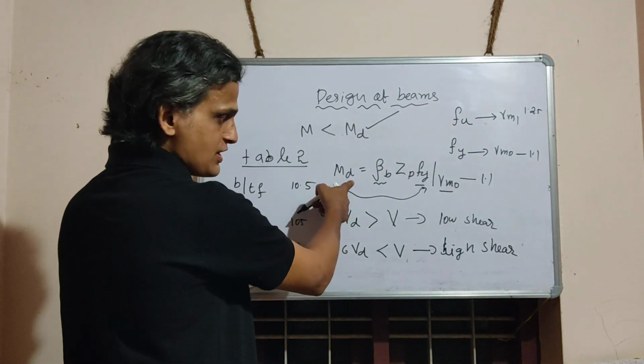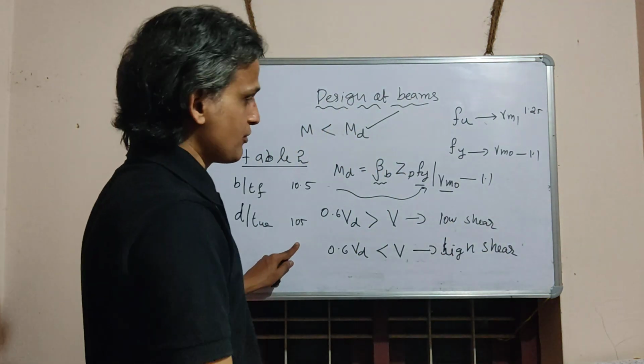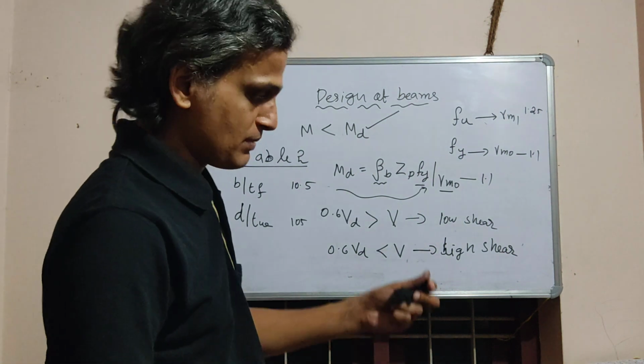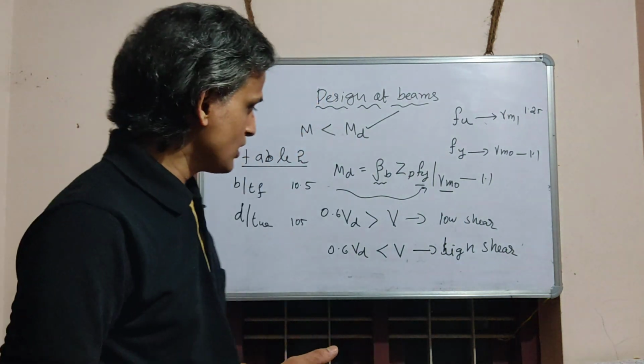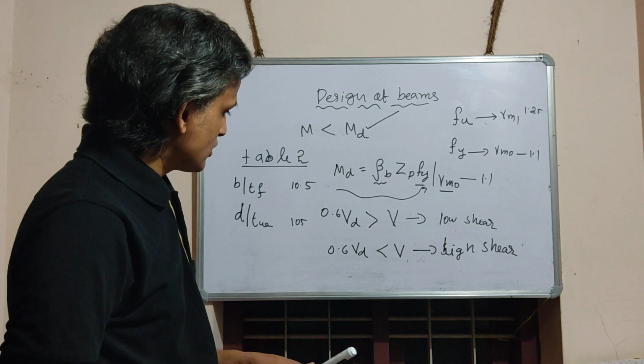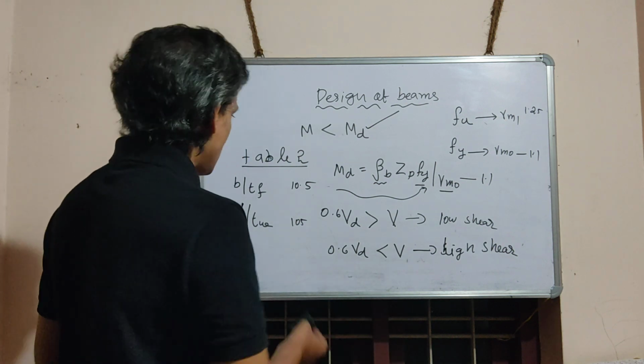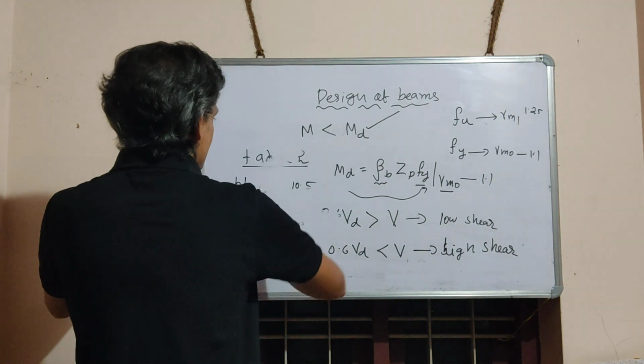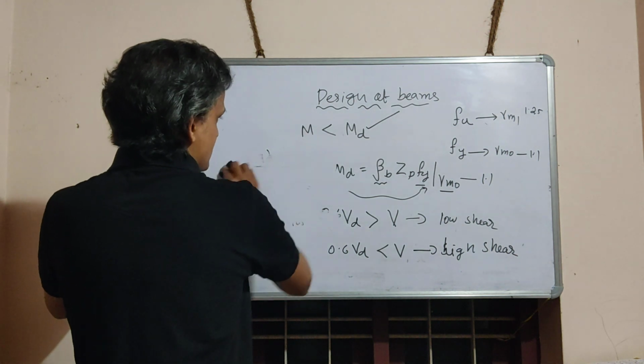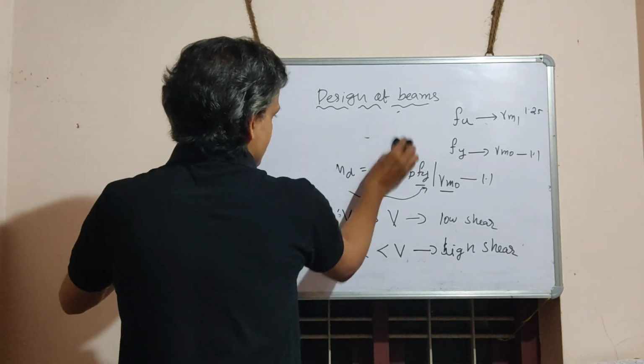You cannot use this equation. There is another equation for calculating the moment capacity of those sections. Now, here is a term Vd. How will we calculate the value of shear capacity, which is Vd?